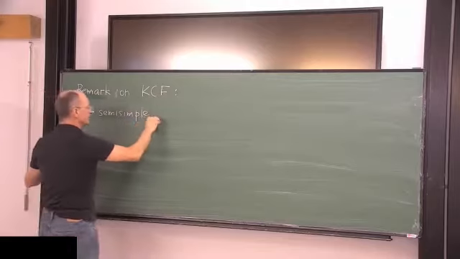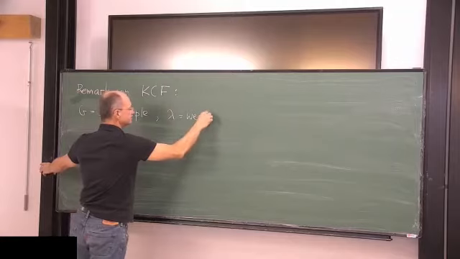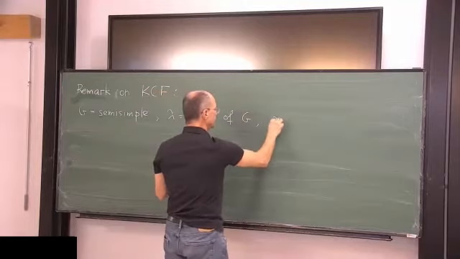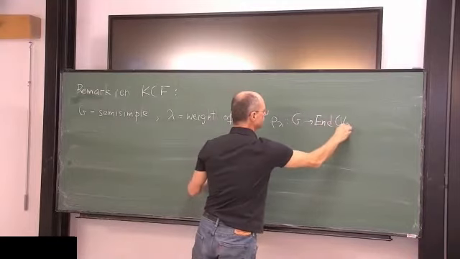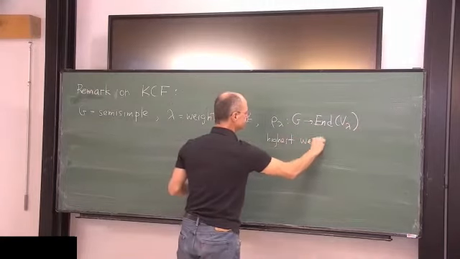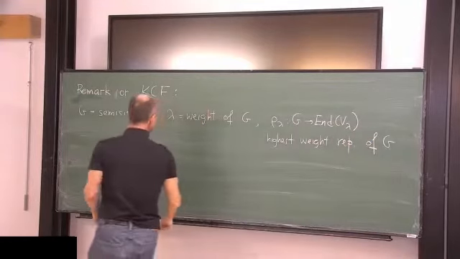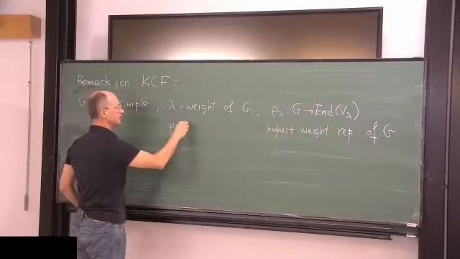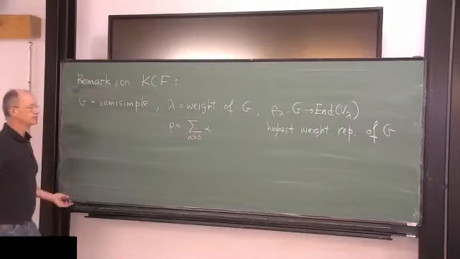So let's say G is semi-simple, and lambda is a weight of G. And let's say rho lambda is the highest weight representation of G with highest weight lambda. Somewhat confusingly, we denote also by rho, but without any subscript, the sum of positive roots.